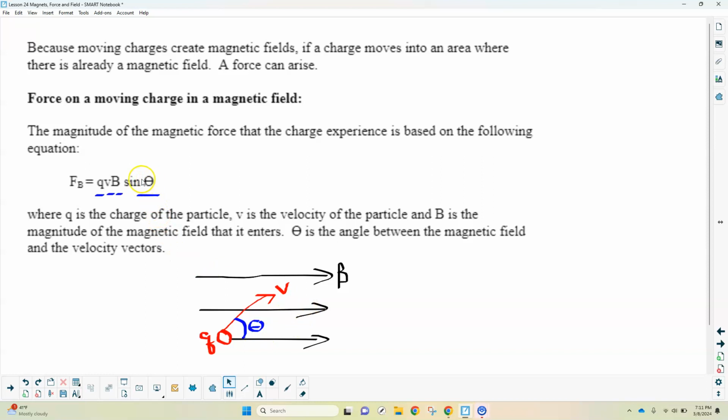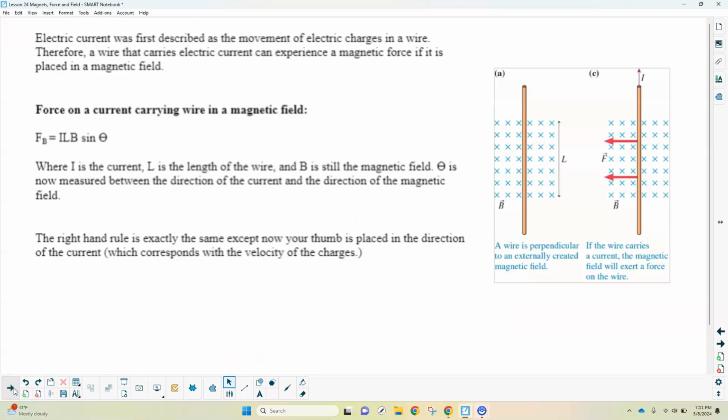So if you put in sine of 0 degrees, you get 0. So they can't be parallel to each other, or anti-parallel. The velocity has to be going at some angle compared to the field. All right. So we also talk about wires and forces on current carrying wires.